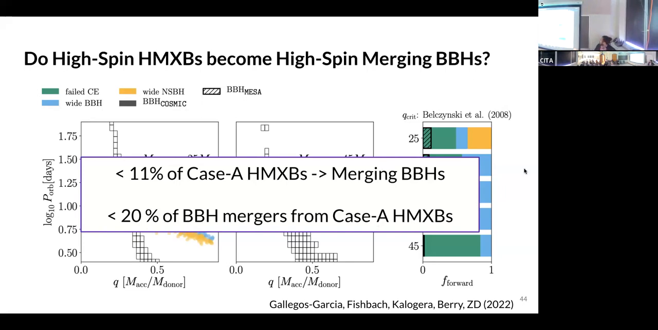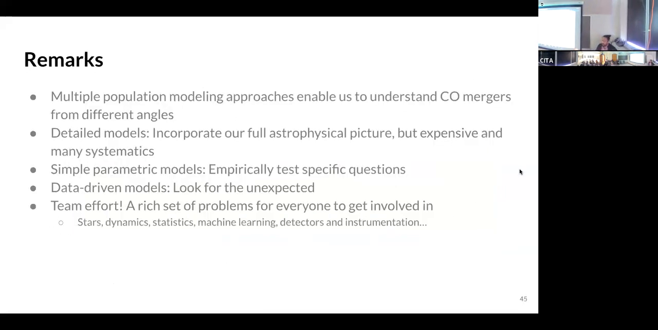So I'm just going to finish things off here. I know we're out of time, so you can ask me questions after, but I've talked about a few different approaches to modeling these populations of gravitational wave sources, and I hope I've convinced you that you have to come at this from lots of different angles because the problem is very difficult. And ultimately, I think the big thing is that this is a really big team effort.